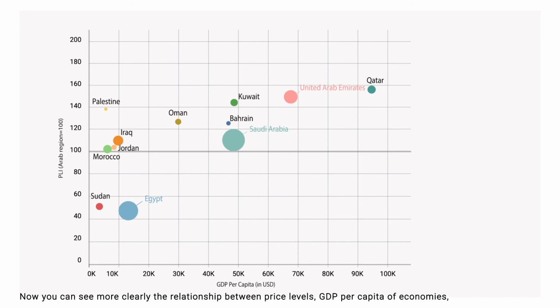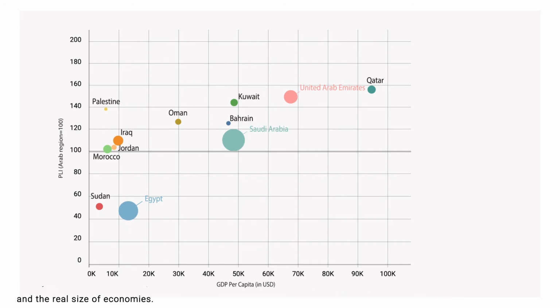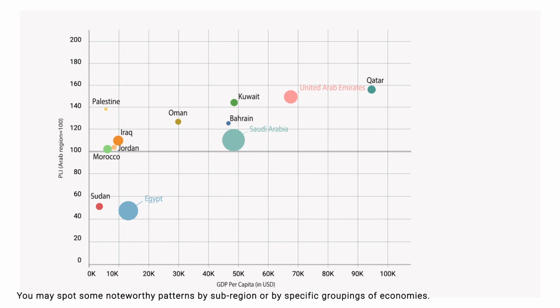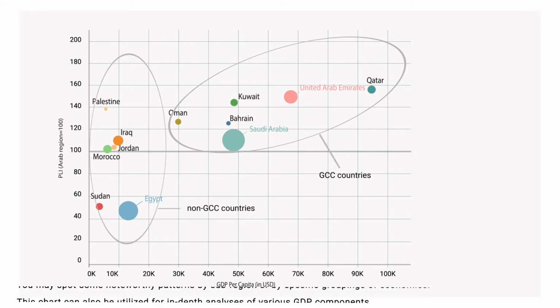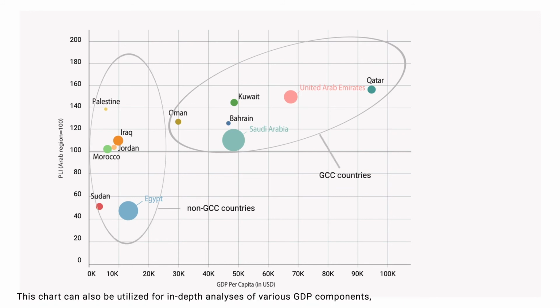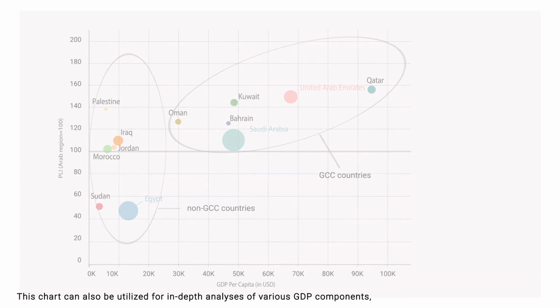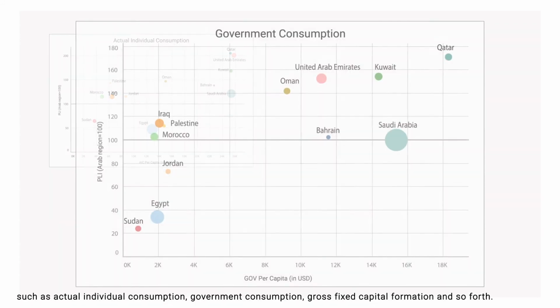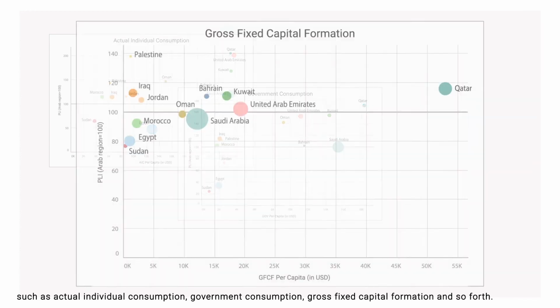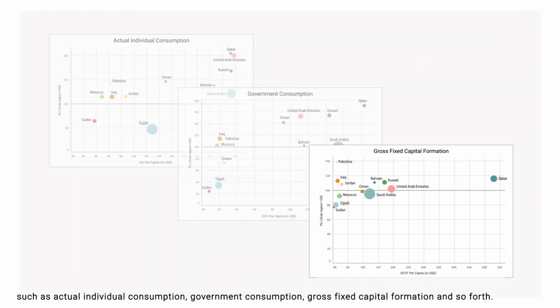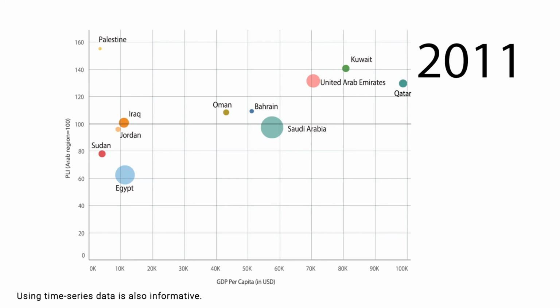Now you can see more clearly the relationship between price levels, GDP per capita of economies, and the real size of economies. You may spot some noteworthy patterns by sub-region or by specific groupings of economies. This chart can also be utilized for in-depth analyses of various GDP components, such as actual individual consumption, government consumption, gross fixed capital formation, and so forth. Using time series data is also informative.